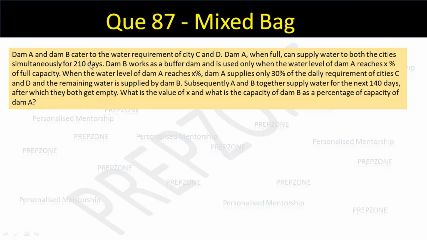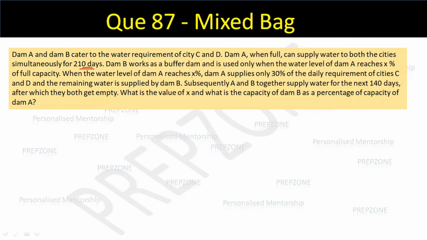Question में दे रहा है कि जो dam A है उसकी capacity is for 210 days. So dam A and dam B basically cater to the water requirement of cities C and D. Dam A जब पूरा full हो जाता है, then it can supply water to both the cities simultaneously for 210 days. Okay. Dam B works as a buffer dam and is used only when the water level of dam A reaches X% of the full capacity. Okay, which means उसकी full capacity का कुछ X% चले जाएगा तभी B dam on होता है.